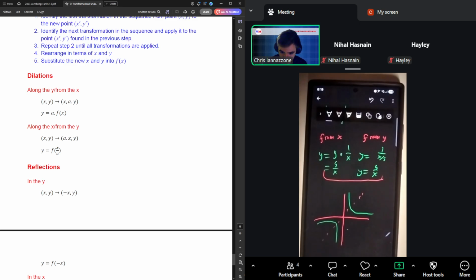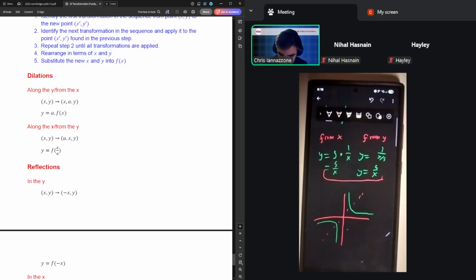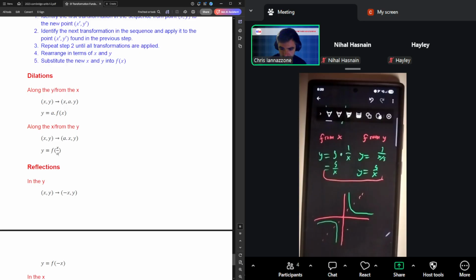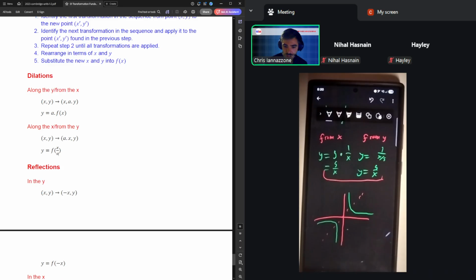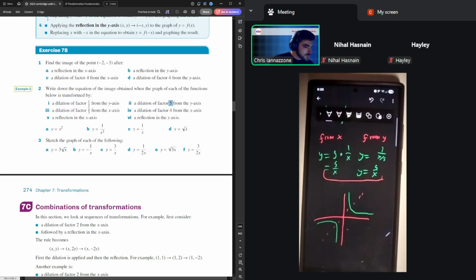Can you explain again? I thought 1 over X divided by 5 will be 1 over X times 1 over 5. Times 1 over 5. Yes, that's the issue. You're doing times. Hang on. 1 over X times 1 over 5. I think you're still... Wait, have I just made a mistake here? Dilate factor of 5 from the Y.